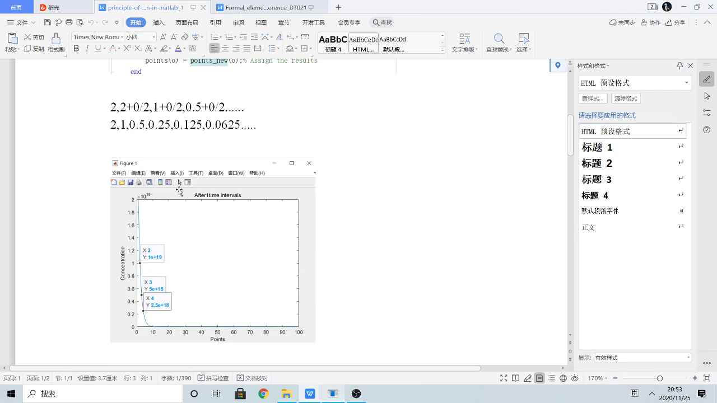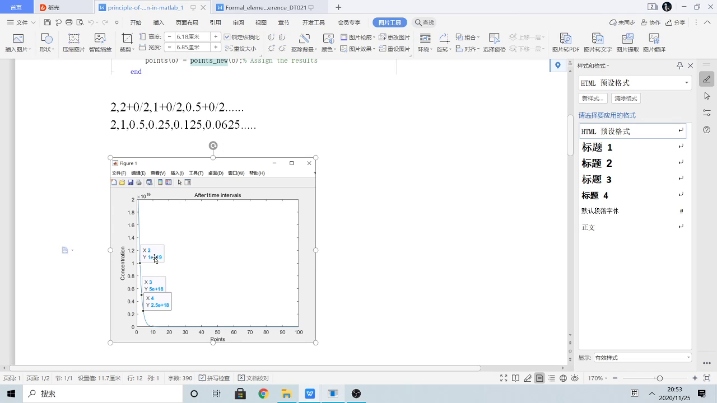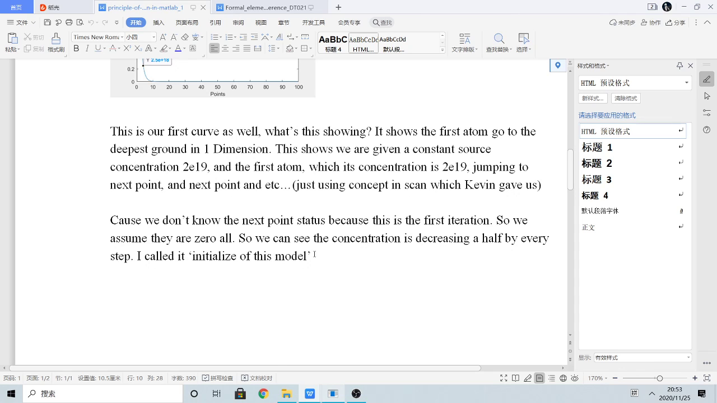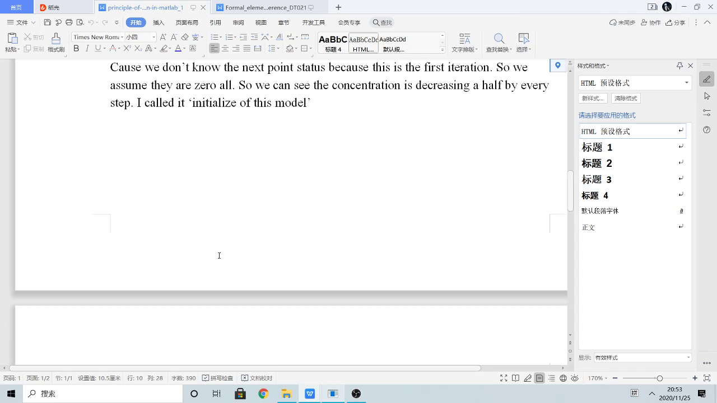For example, the constant source concentration is 2e19. So the next status should be 2 plus 0 divided by 2, which is 1, and then 0.5, 0.25. So this is the first iteration. Jump into the next point, etc. This is the initialization of this model.